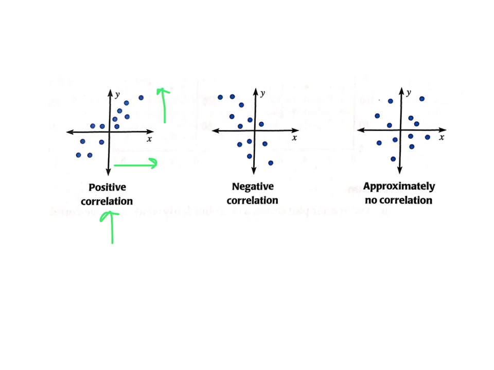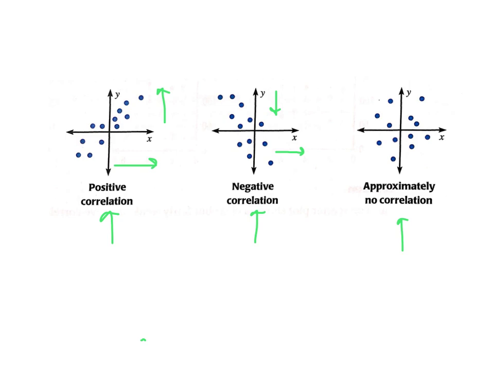The negative correlation is the second one. As x is increasing this way, the points are going down, so that's negative correlation. And this is what no correlation looks like, just no pattern whatsoever. So positive correlation is like a positive slope. Negative correlation looks like a negative slope.